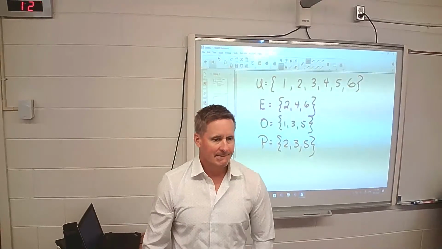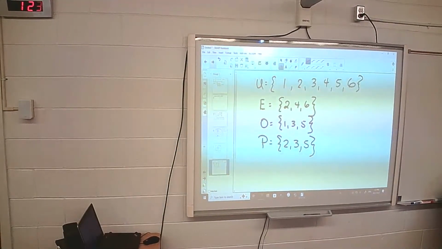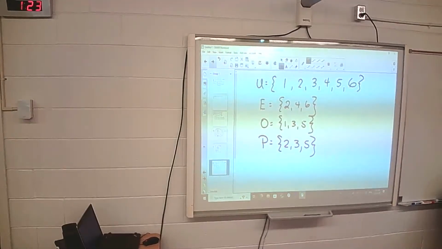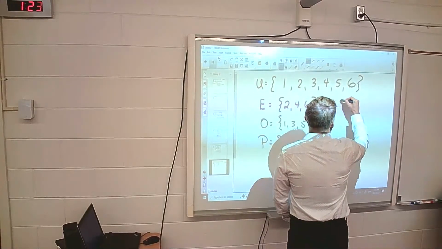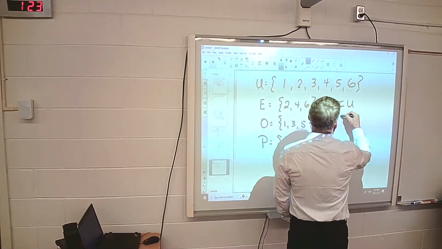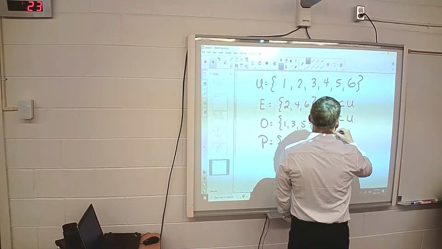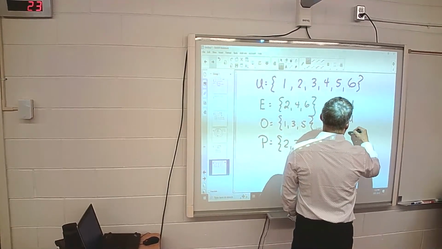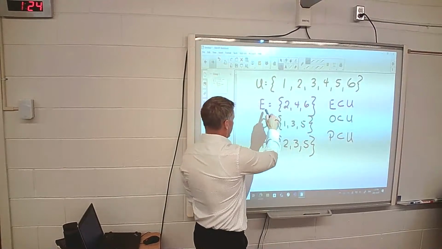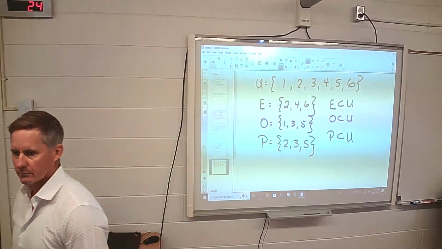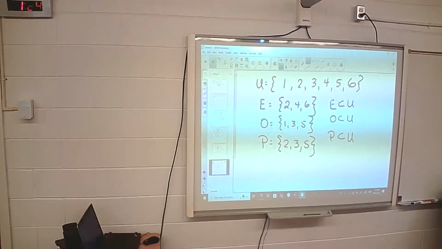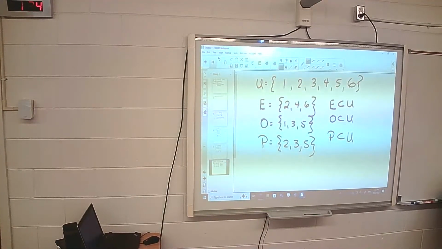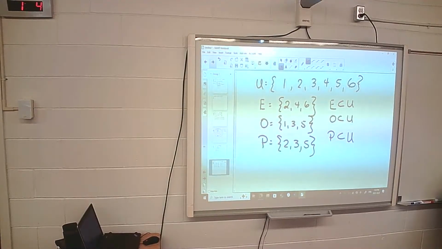Okay. So each of those three, E, O, and P, are all subsets of the universe. E is a subset of the universe. O is a subset of the universe. And P is a subset of the universe. Now, are any of these a subset of each other? That's correct. They are not a subset of each other because all of the set has to be in that bigger set. So there's no complete overlap when you do this.